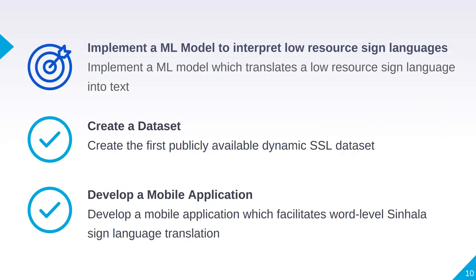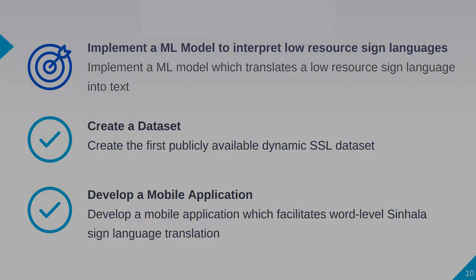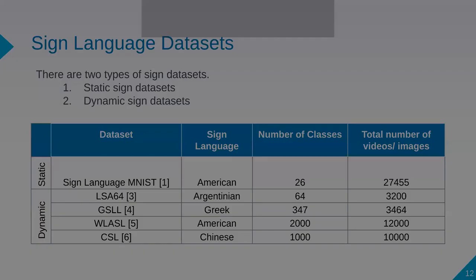In our project, there were three main objectives we had to fulfill. The first one is to implement a machine learning model which translates a low-resource sign language into text. The second one is to create the word-level Sinhala sign language dataset and make it publicly available. And the third one is to develop a mobile application which facilitates this word-level Sinhala sign language translation procedure. Moving on, let's look at the literature review.